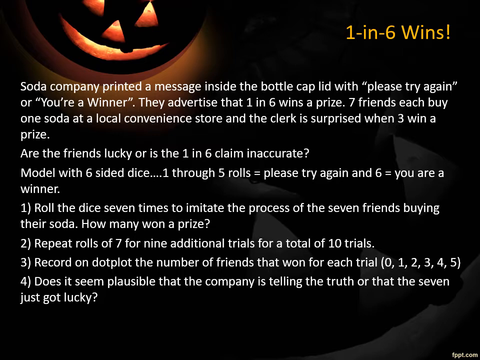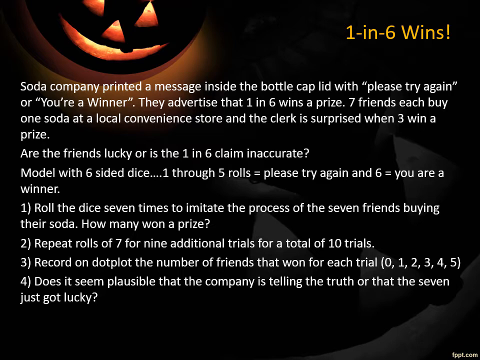Now, we're going to be talking a little bit later on today about simulations and how we can simulate chance events. So that's what we're going to do. We're going to simulate these chance events by using a model, and the model that we're going to use today is a 6-sided die. If you roll a 1 through 5, that means "please try again," and 6 means "you're a winner."